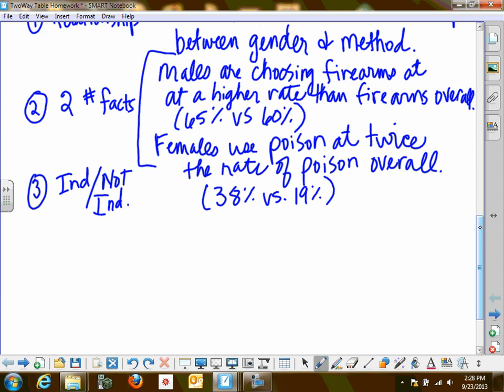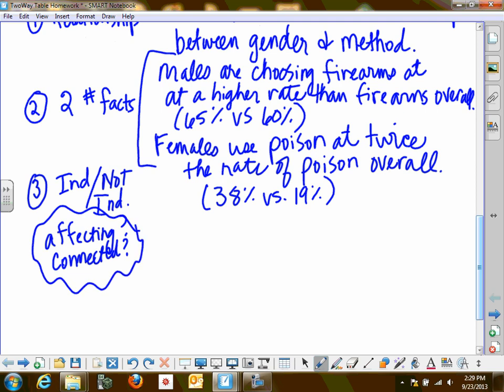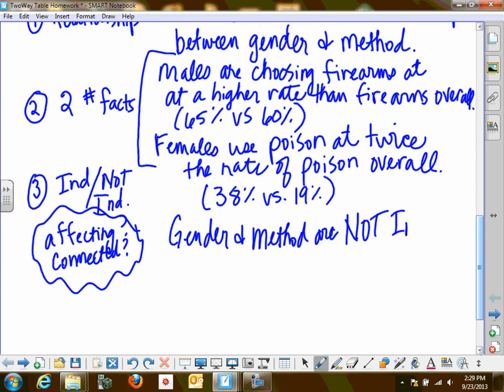You think, are they affecting each other? This is kind of what your brain is thinking. Are they connected? Okay, that's going to help. So this is like what your brain is thinking. That's going to help you say then this. Gender and method are not independent. Okay? That's your final on that. Okay, very good.